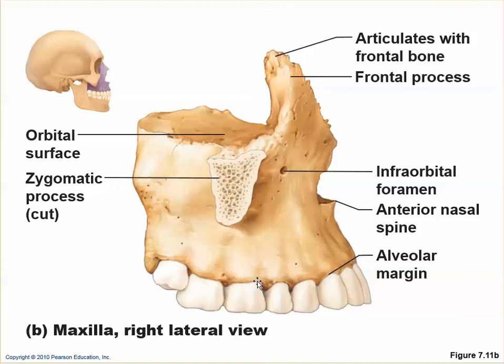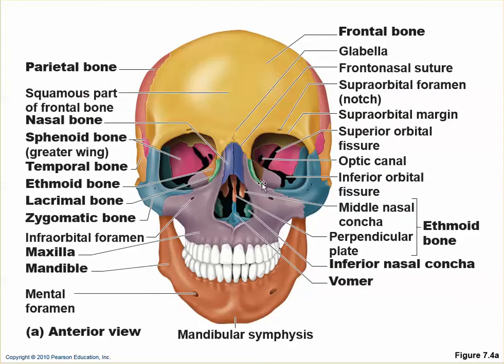There's the teeth of the upper half, so the alveolar margin. There is a bit that goes up here to beside the orbit. There's the floor of the eyeball. There's the part that attaches to the cheekbone here. And the nose is here. The nasal bone attaches here. So this bone and this bone are 2 separate bones.